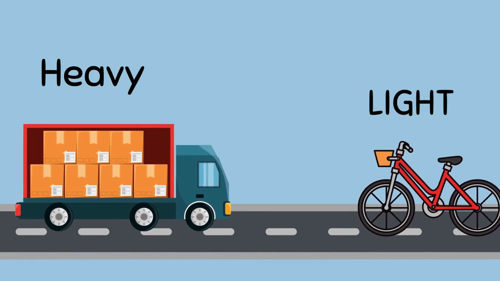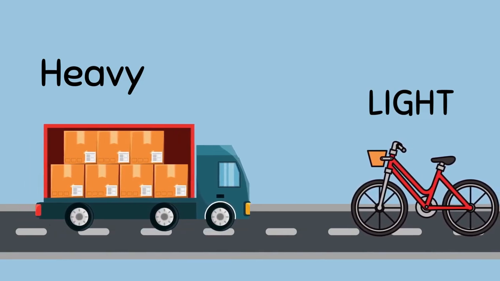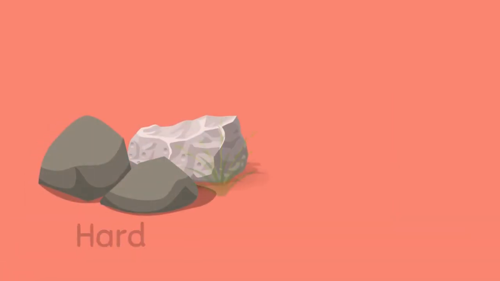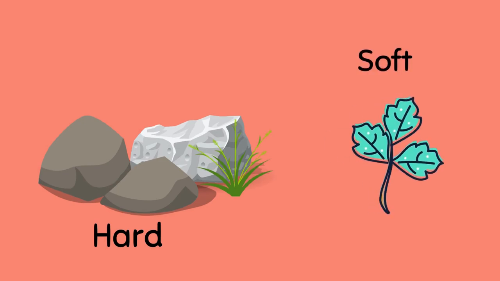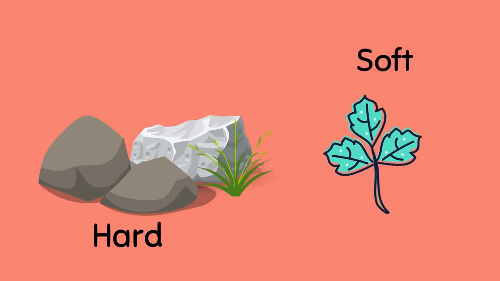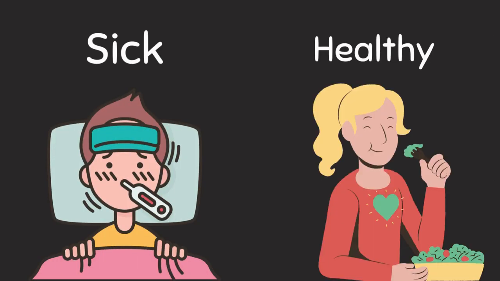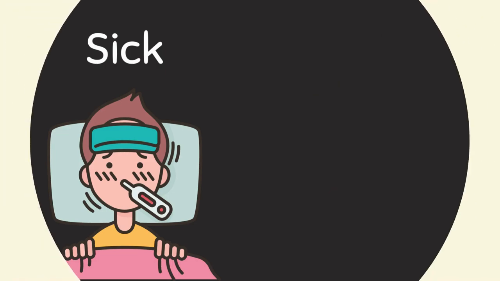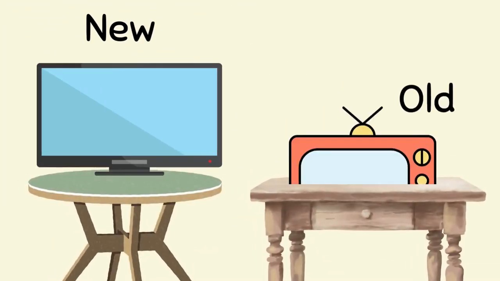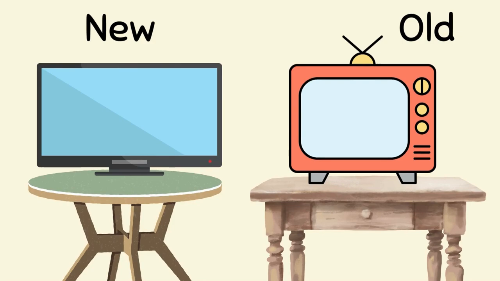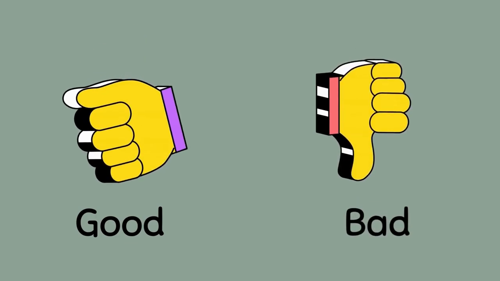Heavy. The heavy opposite is light. Hard. The hard opposite is soft. Sick. The sick opposite is healthy. New. The new opposite is old. Good. The good opposite is bad.